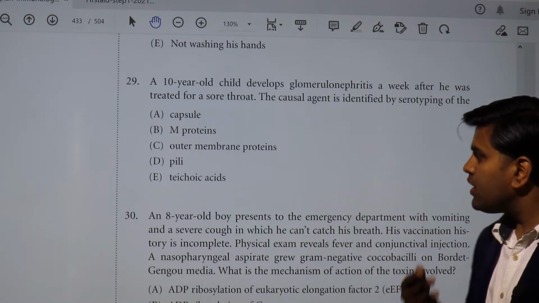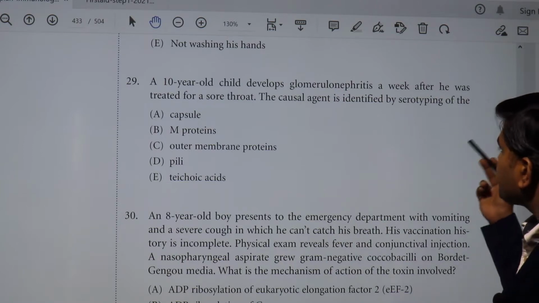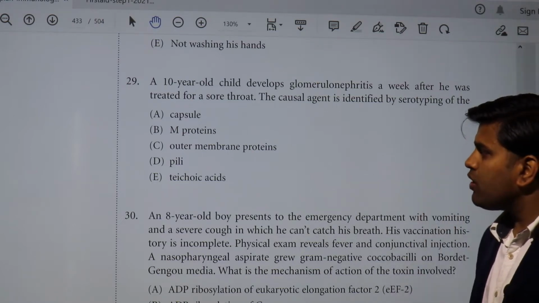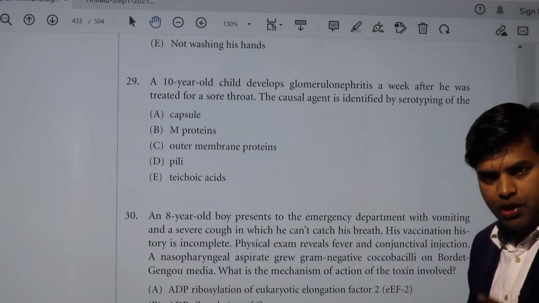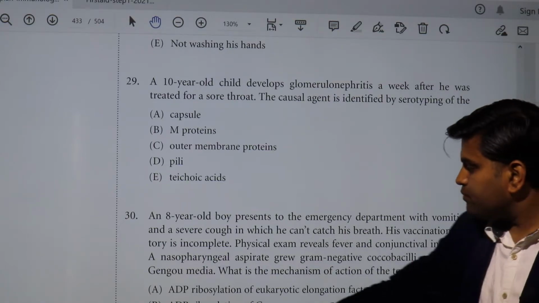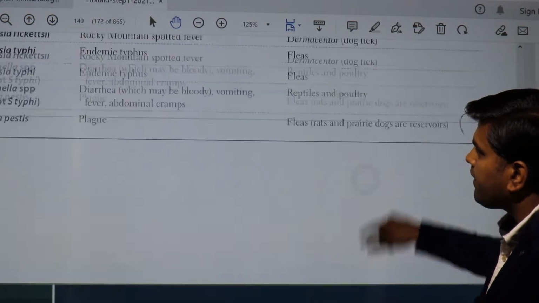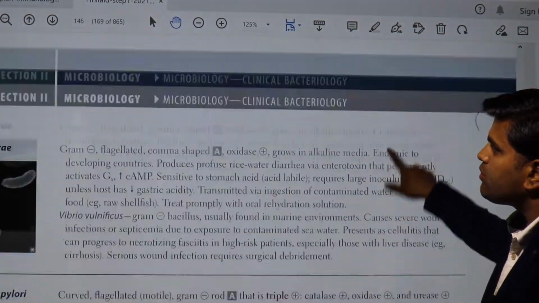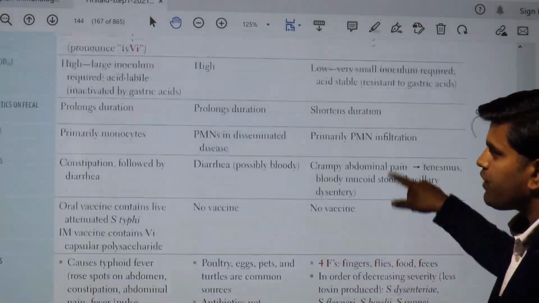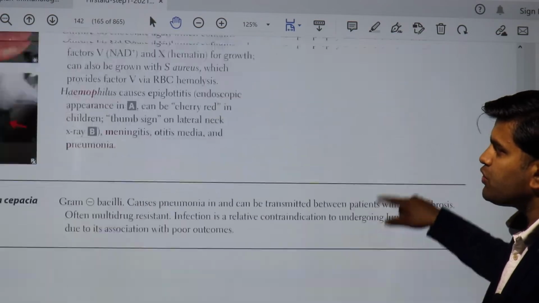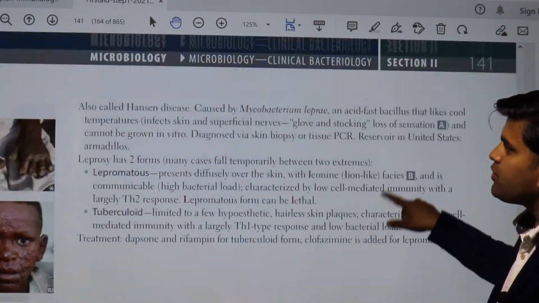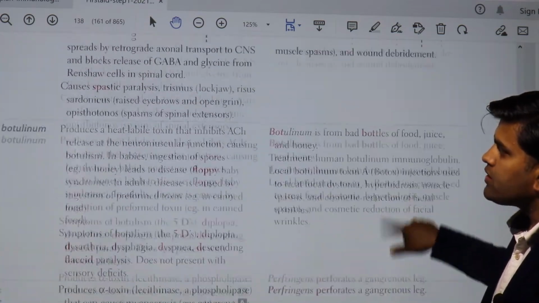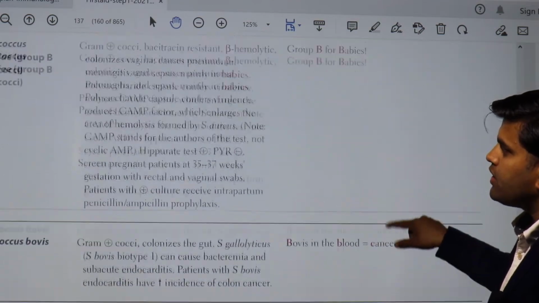This is streptococcal pharyngitis, and the causative agent is identified by serotyping of the M protein. So you have to understand, they are talking about Streptococcus pyogenes. It is a bacteria that will cause pharyngitis, and after that, that pharyngitis will lead to rheumatic heart disease, as well as post streptococcal glomerulonephritis. And that is important because of the antigenic mimicry of the M protein that is present.